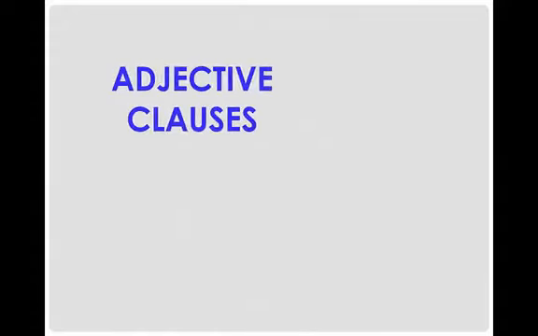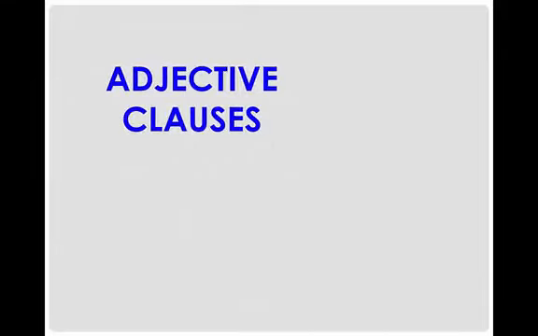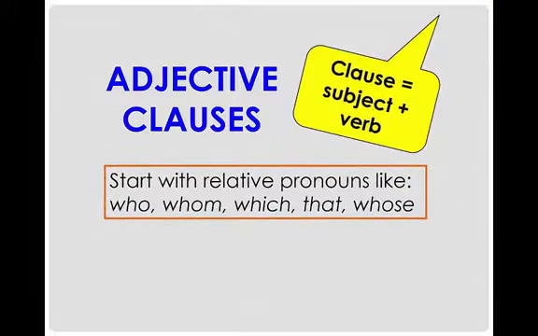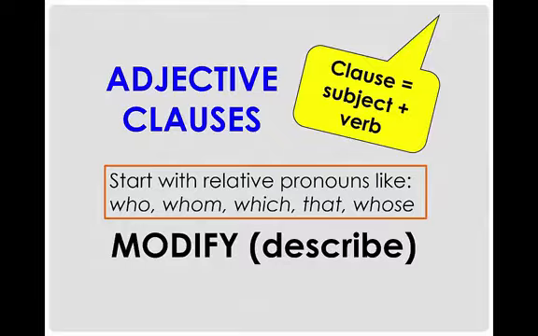Okay, let's begin with a quick review of adjective clauses. Now, adjective clauses are clauses, so they are made up of a subject and verb. And they start with relative pronouns like who, whom, which, that, and whose. But what do adjective clauses do? Well, they modify, or in other words, describe nouns.